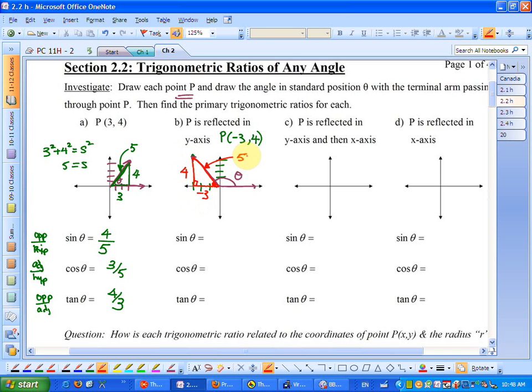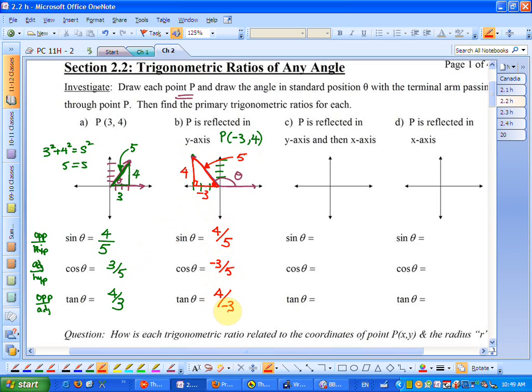So what's sine theta in this case? Well, sine, once again, is opposite over hypotenuse. What numbers are we talking about here? How about 4 and also 5? Cosine, how about -3 and 5? And tangent, what would that be? How about 4 over -3?